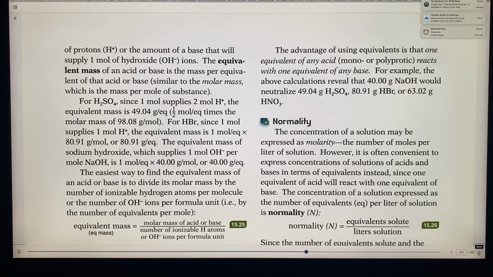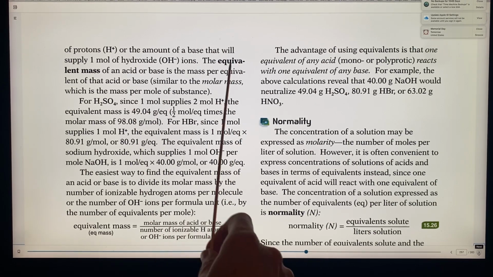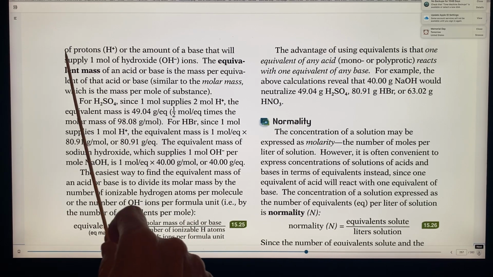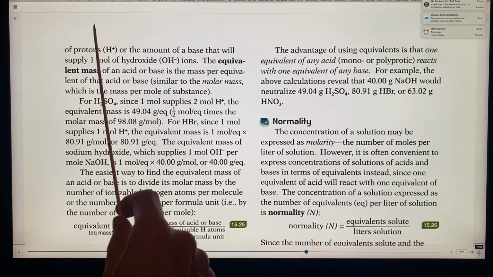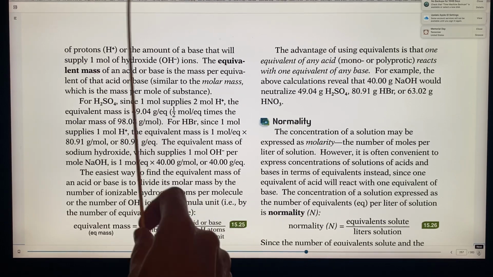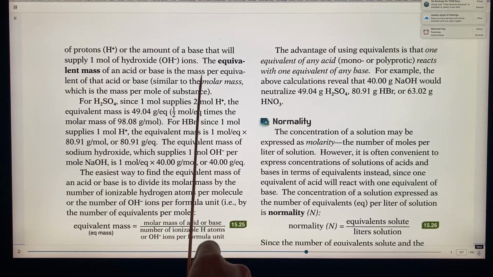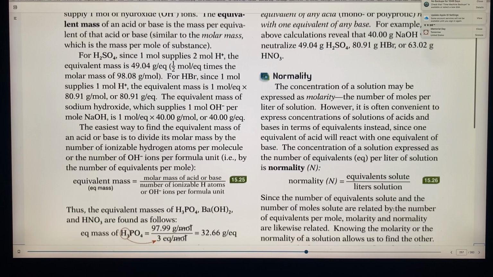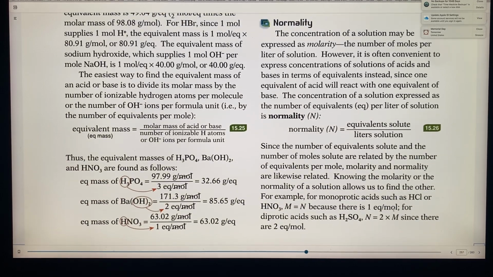So the equivalent mass of an acid or base is the mass per equivalent of that acid or base. It's so similar to the molar mass, but now it's going to be just what I talked about: how many of the protons, the hydrogens, will be required with the base? But the mass is now, of course, going to have to be measured in volume. You can read through this part right here when it talks about volume, but for the equivalent mass, here's the equation.